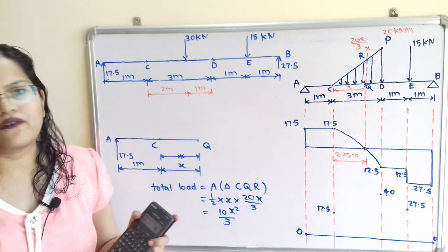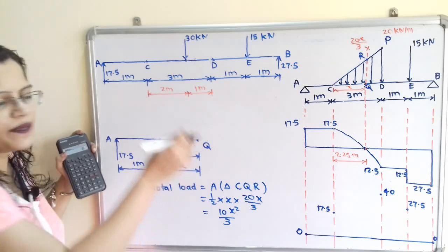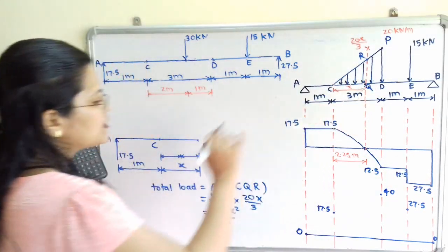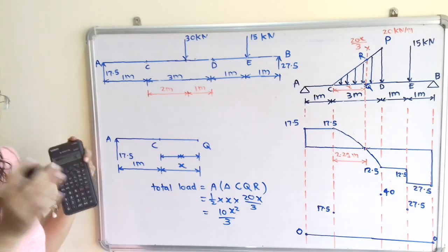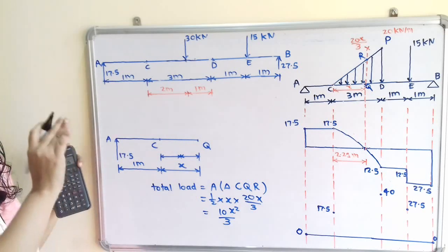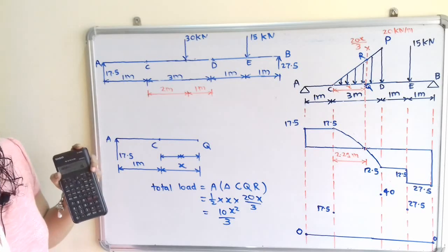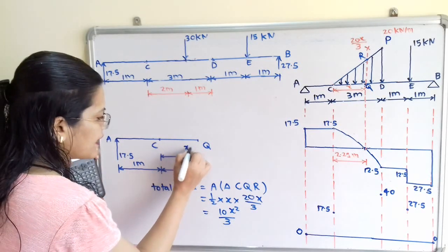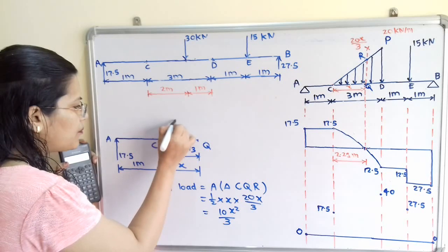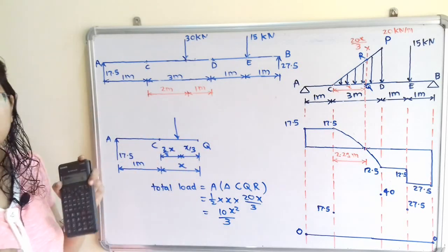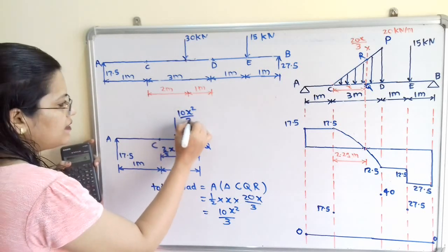Now where is the point of application of load? So it is in between CQ. So point Q is where the maximum load is applied. So from this maximum load, we have to take total distance divided by 3, that is 1 by 3 multiplied by this total span. And from this minimum load, that is from this point C, we have to take 2 by 3 multiplied by X. So I will take here X by 3 and here 2 by 3 multiplied by X. So we will show here the point of application of load, or center of gravity point, and this load is equal to 10x square by 3.